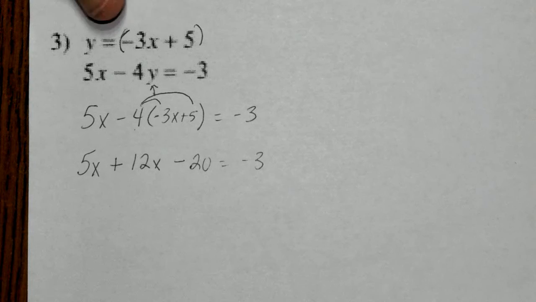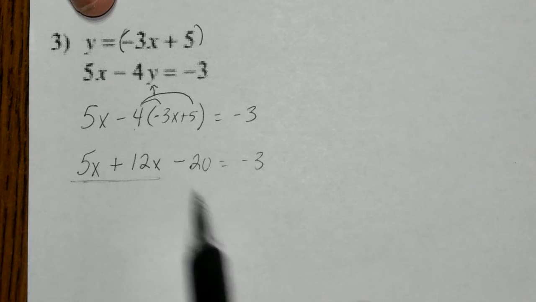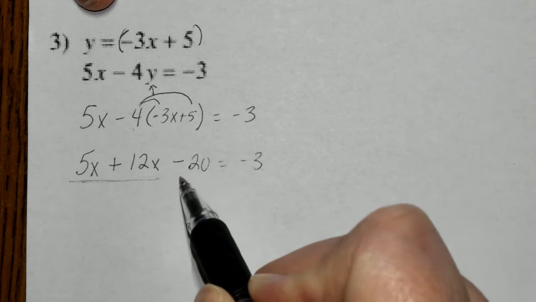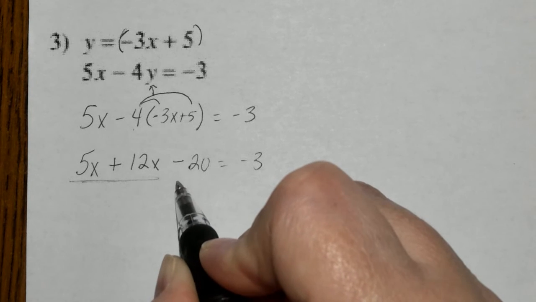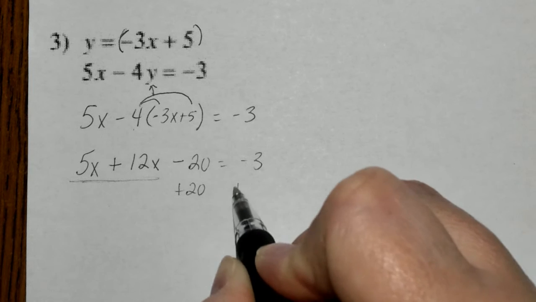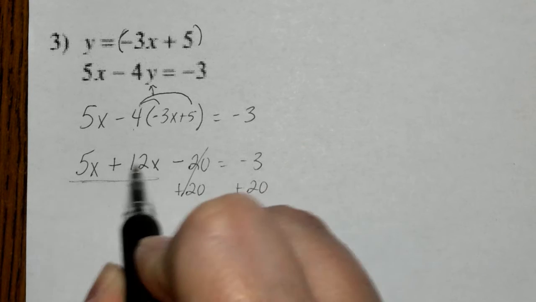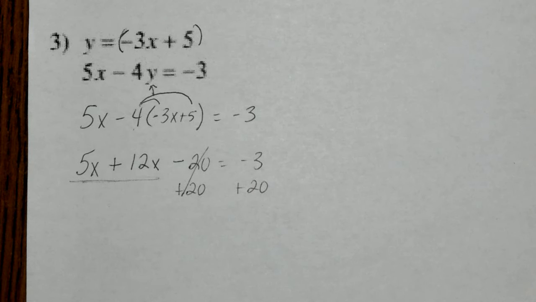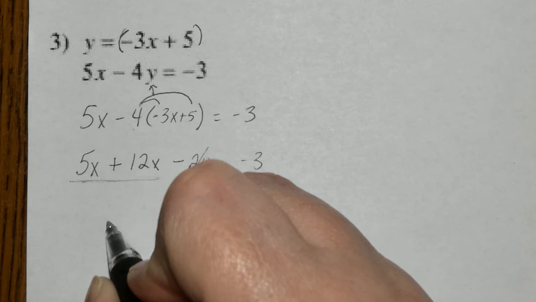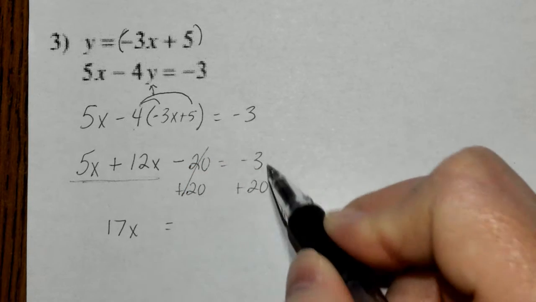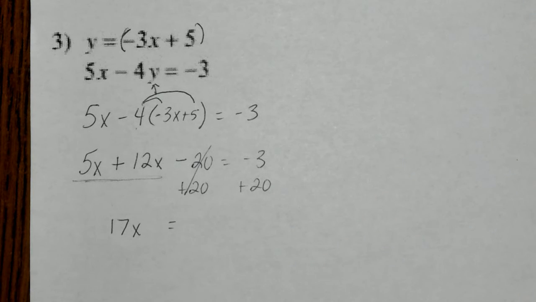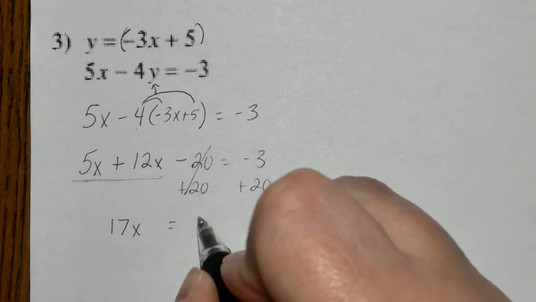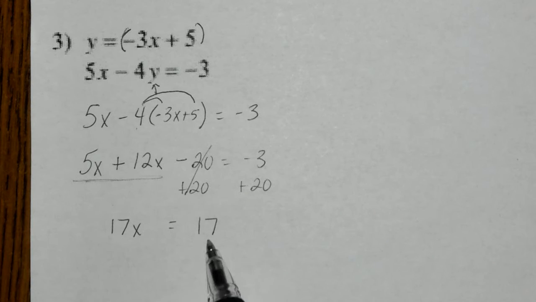We just have to combine our like terms. These two match, but this one has to come over here. So how do you move a negative term to the other side? Perfect, Olivia. So what's 5x plus 12x? Well, what's 5 plus 12? 17. And then what's negative 3 plus 20? Or you could think of it as 20 minus 3. 17. Yep. So we've got 17x equals 17.